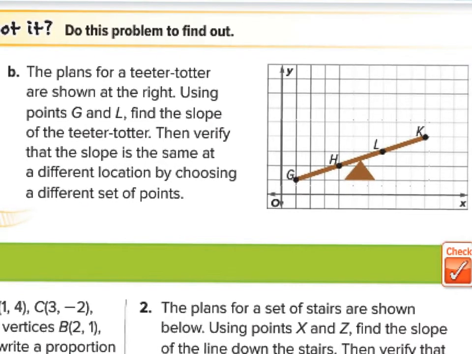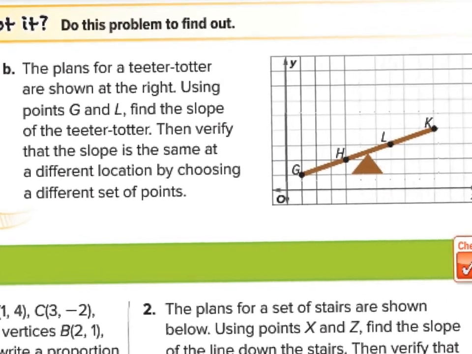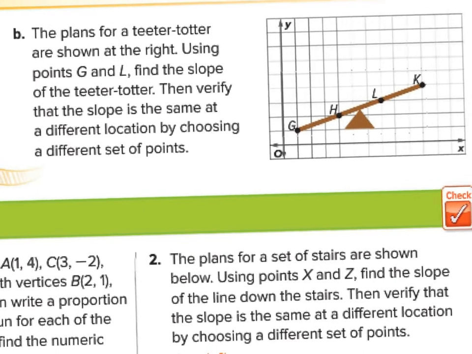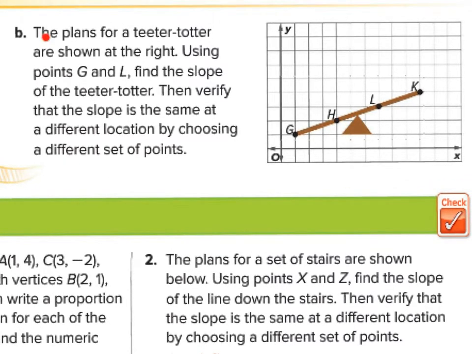Okay, I hope you paused the video. Now, remember what we did. We did delta to find the slope, right? Let's read the question first. The plans for a teeter-totter are shown at the right using points G and L. There we go. Just going to choose those two here and here. Find the slope of the teeter-totter. Then verify that the slope is the same at a different location by choosing a different set of points.